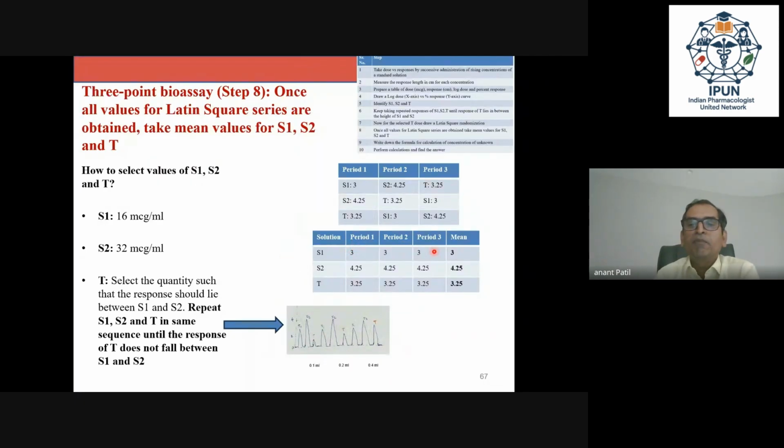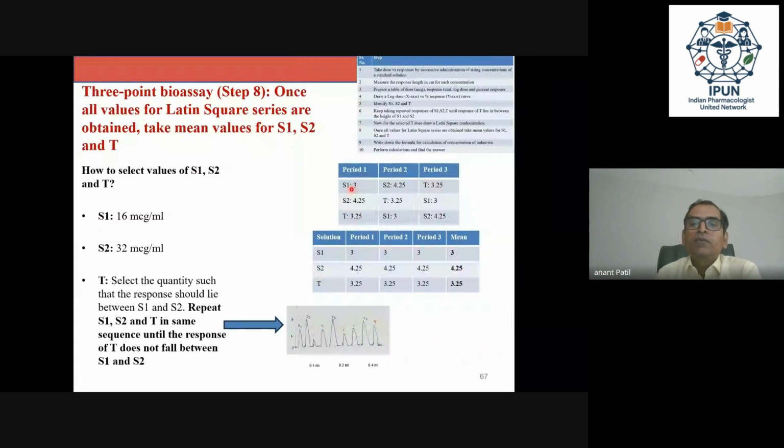So these are my means. I have added one more column here. The mean of S1, every time I got 3. S2, every time I got 4.25. T, every time I got 3.25. So now the means are here. Again, I'm repeating, the numbers will remain the same when you're using software, but the numbers will change when you actually work on real animal isolated tissue. So now we are concerned about the mean value. This is what we're going to use for calculation.